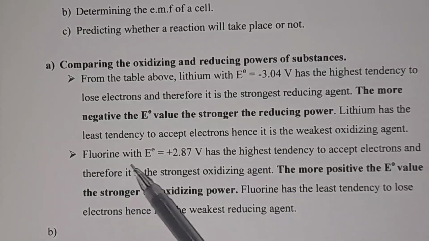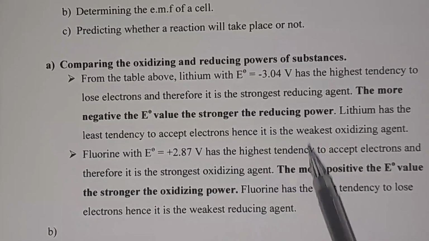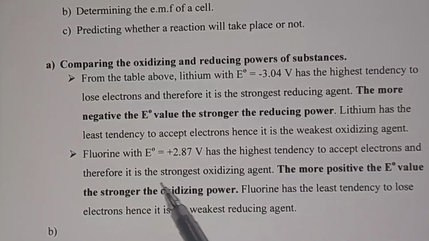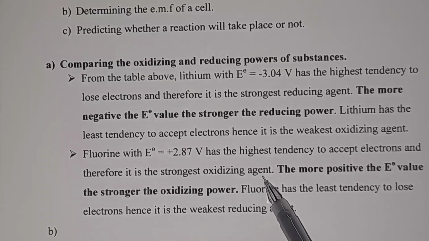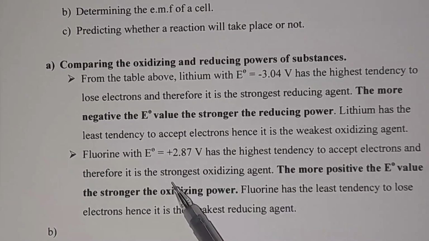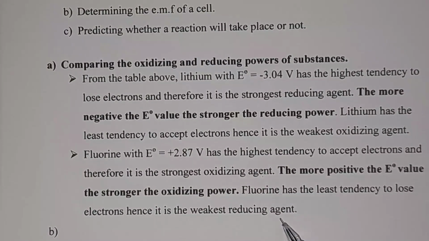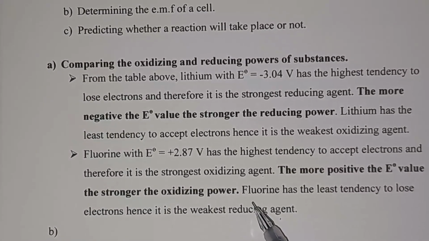So fluorine with the standard electrode potential of positive 2.87 volts has the highest tendency to accept electrons, and therefore it is the strongest oxidizing agent. In contrast to that, the strongest oxidizing agent will be the weakest reducing agent, because fluorine has the least tendency to lose electrons, hence it is the weakest reducing agent.